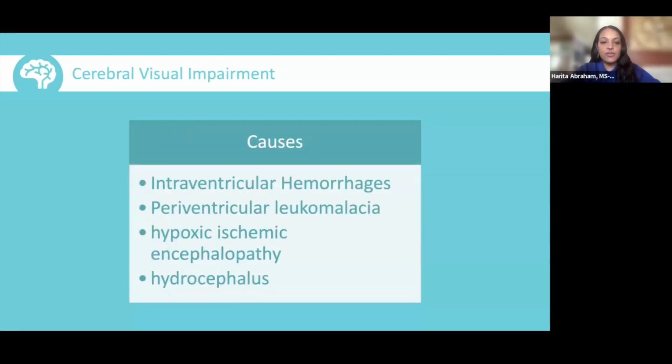So that's retinopathy of prematurity. Next, I'm going to move into cerebral visual impairment. So this gets more into that theme of vision impairment because there's something wrong more in the brain, in the processing centers of our vision. So causes of cerebral visual impairment include things like intraventricular hemorrhages, periventricular leukomalacia, hypoxic ischemic encephalopathy, and hydrocephalus, to name a few. So again, these are all things that cause damage to the brain.